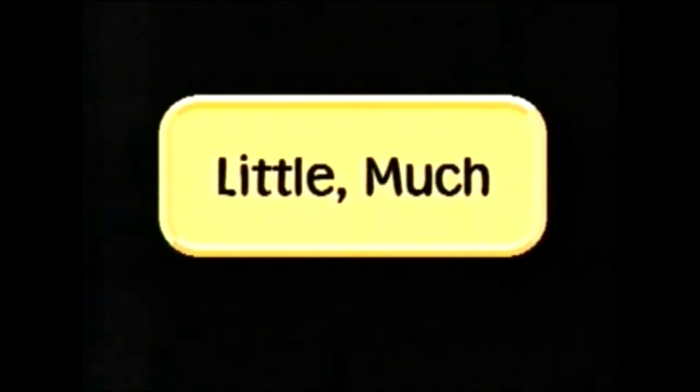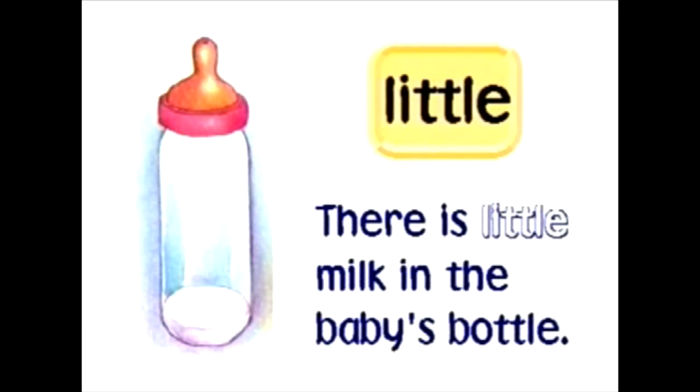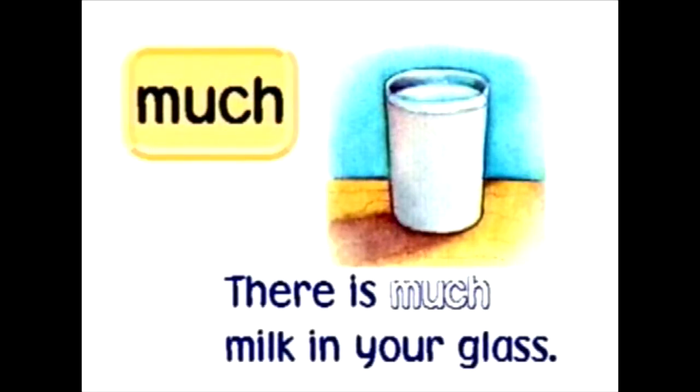Little and much. Little and much are generally used for mass nouns, things that are not counted one by one, but as a whole. And there is usually used with them, as in the following examples. There is little milk in the baby's bottle. There is much milk in your glass.